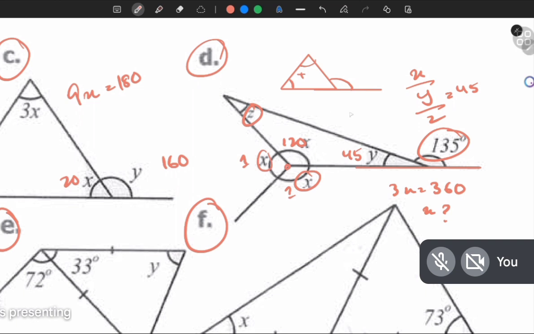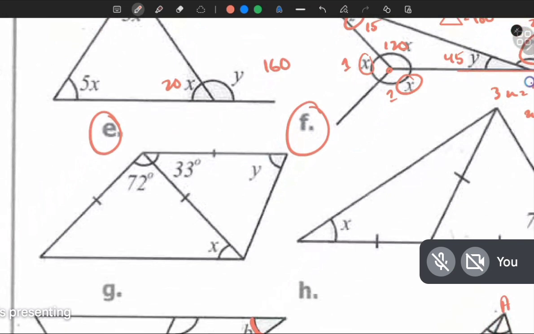If this is a triangle, yeah. So the sum of all angles gives you 180. So z is 15. Yep. z is 15, x is 120.